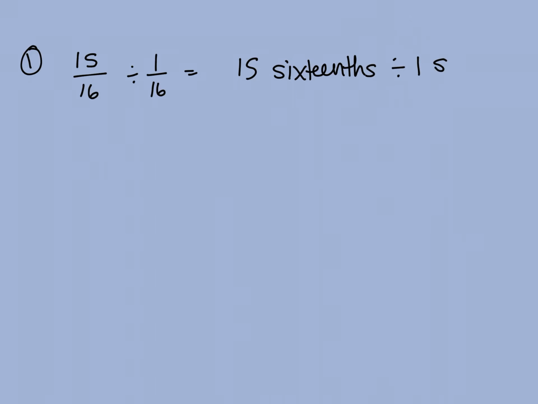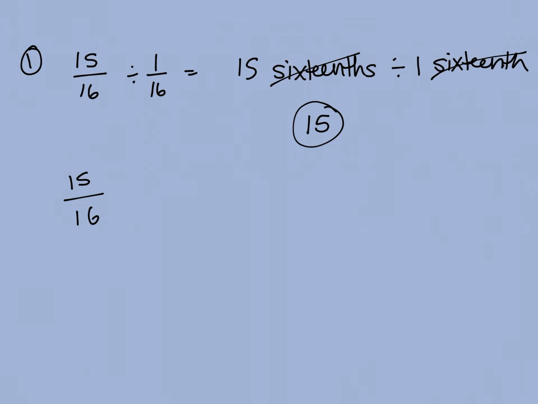Number 1 says, how many 16ths are in 15 16ths? So we can rewrite that. The 16ths will divide out, and 15 divided by 1 is 15. We could also flip the second and change it to multiplication. These two divide out, and then we would have 1 and 1, and then 15 over 1 is the same as 15.